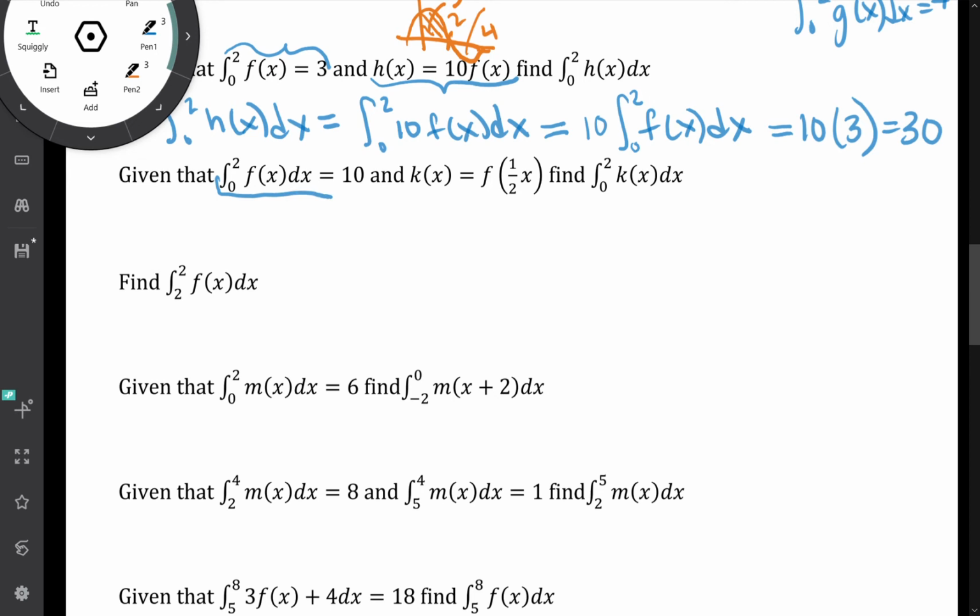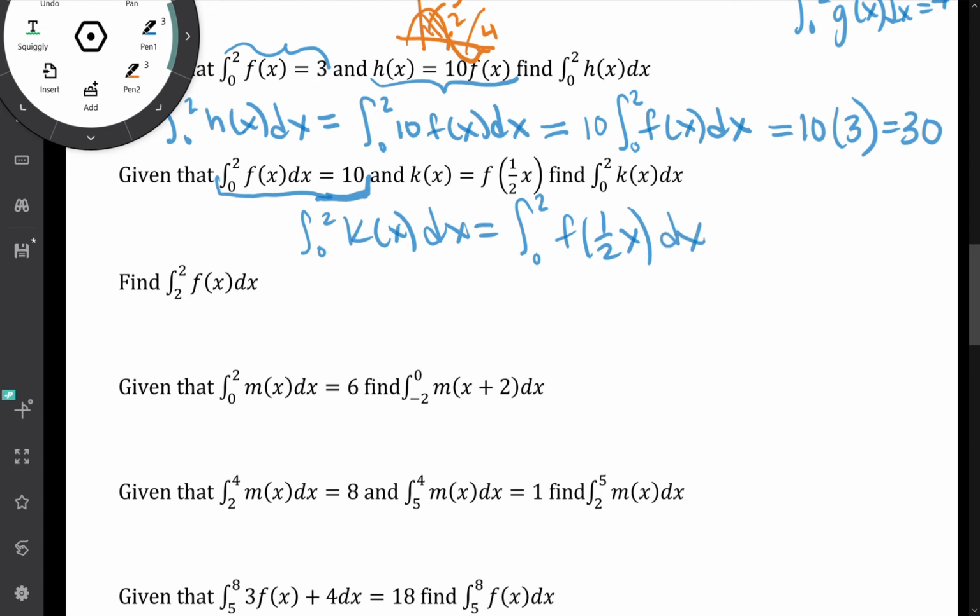Now I'm going to say, so apparently a different function, the integral from 0 to 2 of f of x is 10, and I have function k that's equal to f of 1/2 x, and I want to decide if I can figure out what the area under k is from 0 to 2. So let's see, if I am looking for the integral from 0 to 2 of k of x, we can start off kind of like we did in the last one. That's the same as asking about the integral from 0 to 2 of f of 1/2 x.